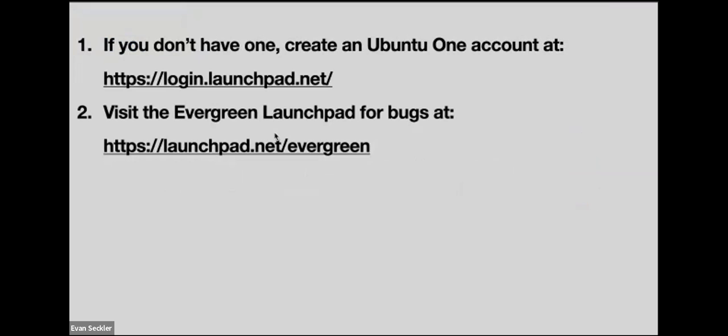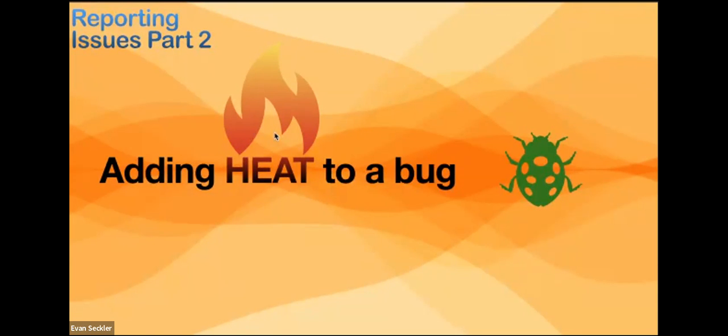So if you don't have one, you'll have to create a Ubuntu One account. And I have the links on the slide. After you've created your account, put your password somewhere safe so you don't forget it. You can then visit the Evergreen Launchpad. That is their platform for reporting bugs. And there is a link as well. And then you'll want to add heat to a bug. And this isn't isolated to just the carousels. If there's something going on in Evergreen that you feel hasn't gotten attention, band together and bug the snot out of them. Otherwise, it may get swept under the rug.